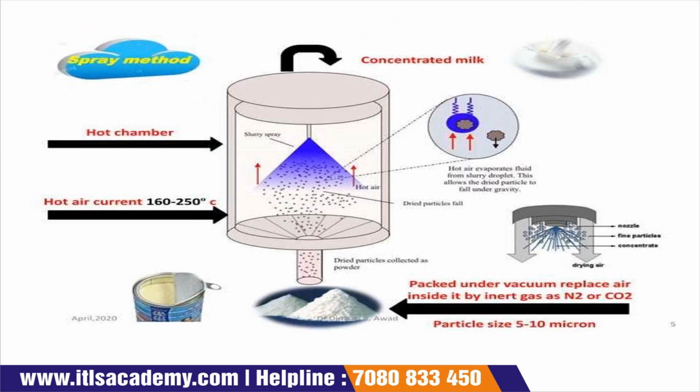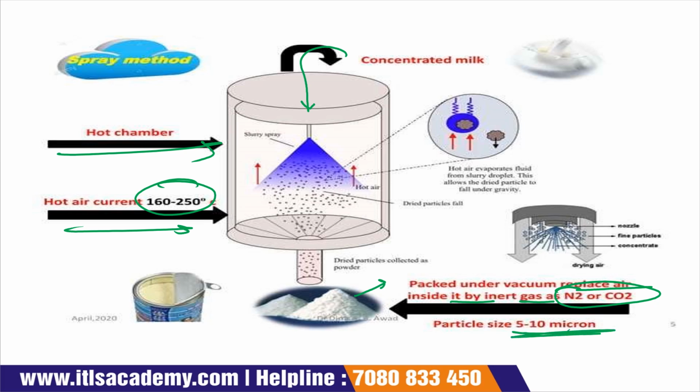Now the next is the hot chamber. Here concentrated milk is introduced, and here it is converted into powdered milk. Here the hot air current is around 160 to 250 degrees Celsius. It converts into dry powder and the moisture is removed. It is collected in the form of powder and packed under vacuum, replacing the air inside with an inert gas, either N2 or CO2. The particle size of the powdered milk is around 5 to 10 micron.